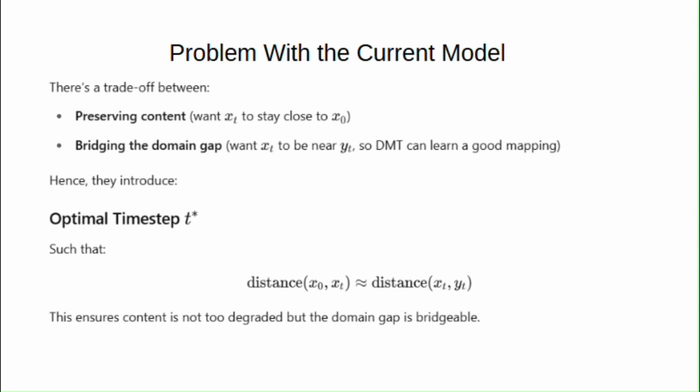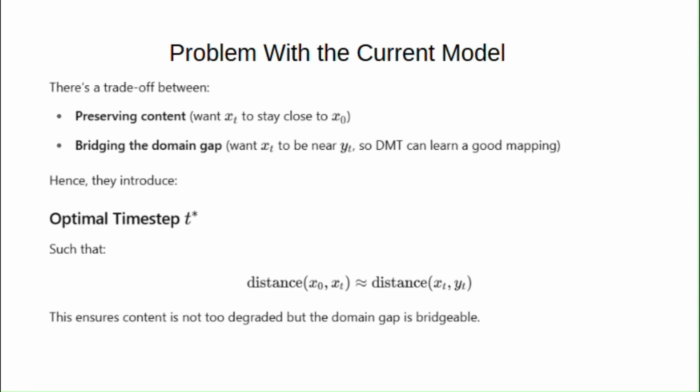Having described all three steps of the DMT pipeline, we now turn to a key limitation in this method, the challenge of choosing the optimal timestamp t at which domain translation should occur. Recall that during forward diffusion, we gradually add noise to a clean image x0, producing increasingly degraded representations xt as t increases. Similarly, in reverse diffusion, we start from a noisy version and gradually denoise to recover a clean image y0.